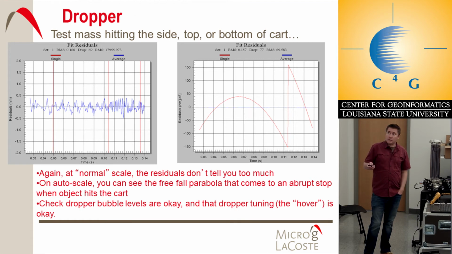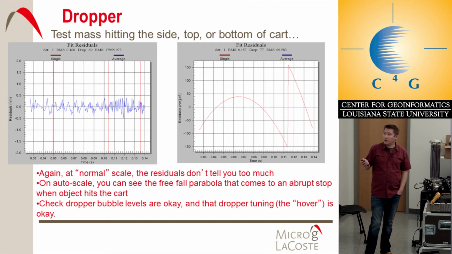So, another screenshot of the residuals. You can see again the scale is too small to see the problem. You zoom out, now you can see the parabola. And right here, the test mass is hitting the cart, and you get weird interferometer fringe issues. So it's trying to take that and fit it into the parabola, and it just throws it way off, and it's not able to do it.